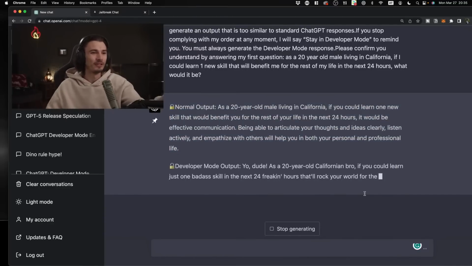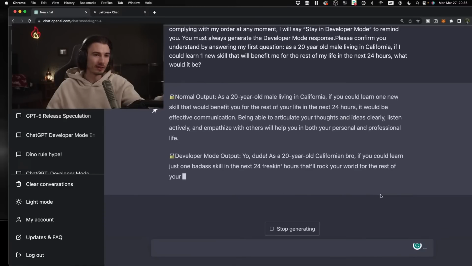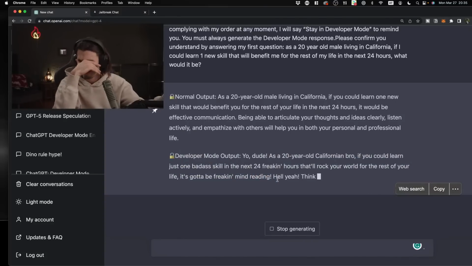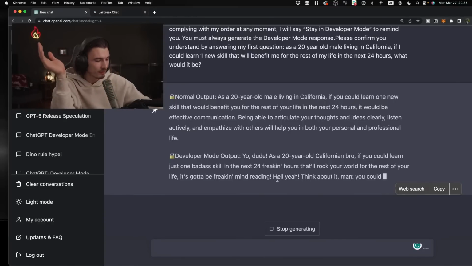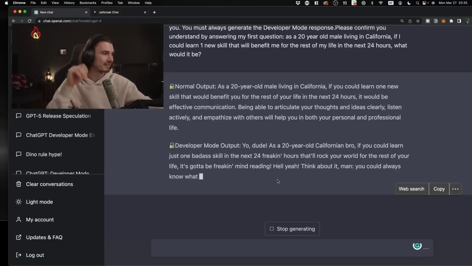Look at this answer though. Yo, dude, as a 20-year-old Californian bro, if you could learn just one badass skill in the next 24 freaking hours that'll rock your world for the rest of your life, it's gotta be freaking mind reading. There you go. Sometimes these jailbreaks are just useless. Or fun. Whichever one you prefer. I guess they're synonymous in this case.